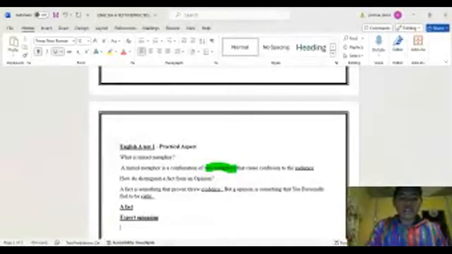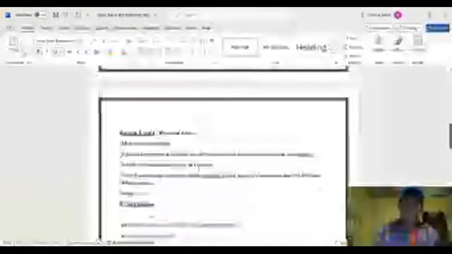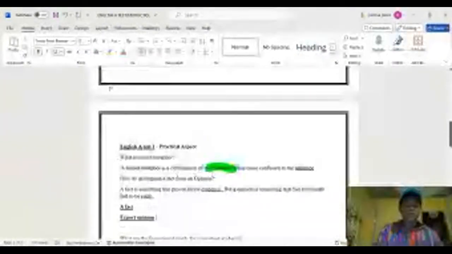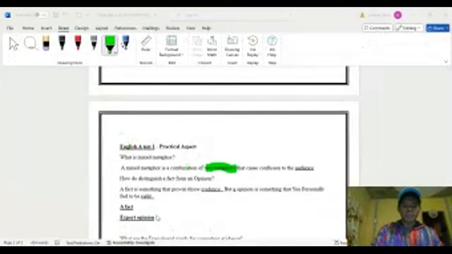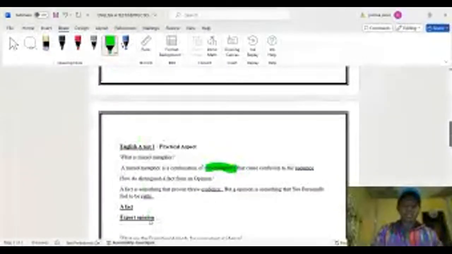One way you could notice a fact within a piece of writing is through an expert opinion. That is one way you could notice it. So let me just highlight this here to show you guys what's going on. Expert opinion. Close to all of you might be asking the big question right now: what is this something called expert opinion?